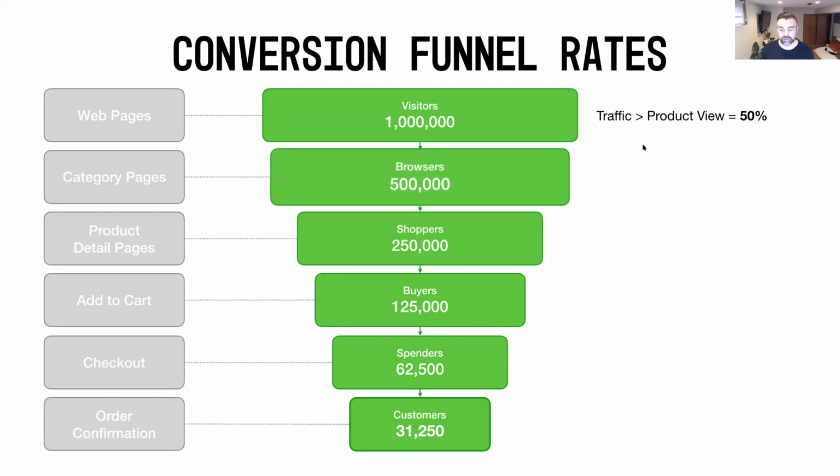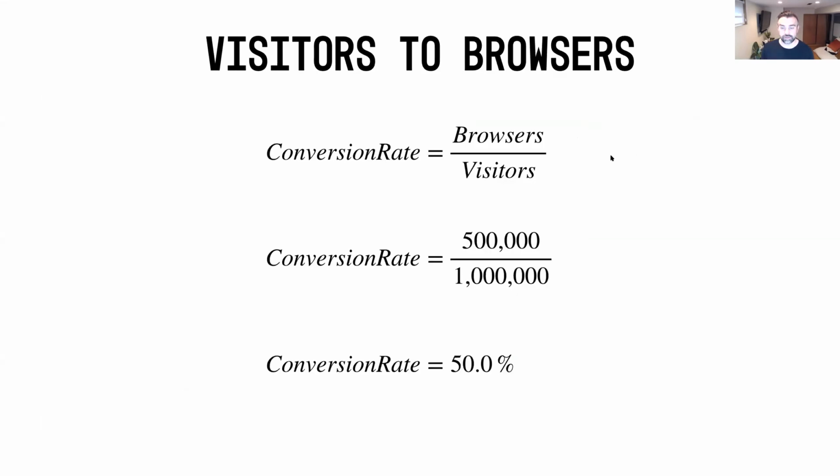So with that, we're going to take a look at a little bit more of visitors and browsers. And so let's take a look at the formula. It's pretty simple math here. But what we're talking about is taking the amount of visitors on the bottom in your denominator, and then the amount of browsers in the numerator. So 500,000 divided by a million to get you to 50%.